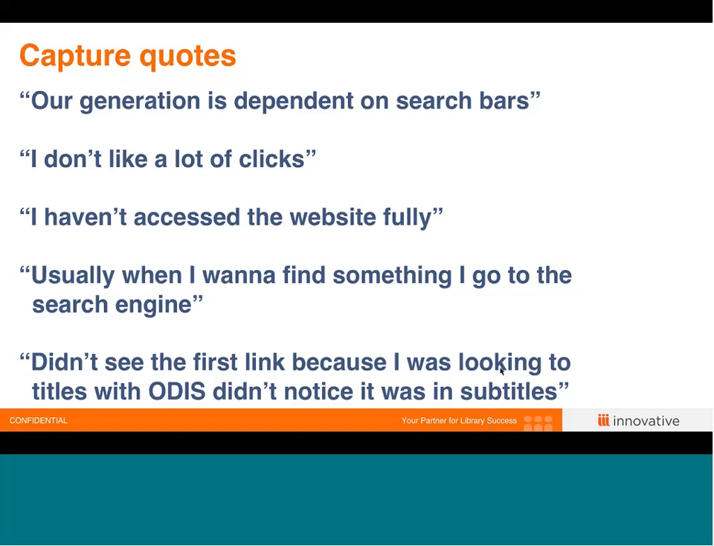I don't like a lot of clicks, something that we heard. I haven't accessed the website fully, so that was just a useful thing to find out. Like, okay, they're not familiar with the library website at all, so that's just good information as we're analyzing our results. I thought this was an interesting one. Usually when I want to find something, I go to the search engine. This relates to the earlier one about dependency on search bars and how important search is for the experience. So if your search site doesn't work well, you could be in real trouble if that's the only thing people are using.